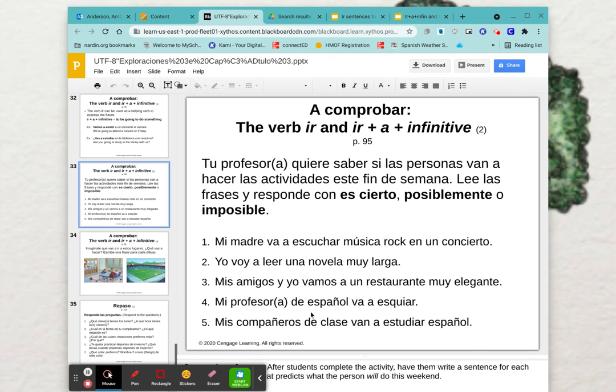And then mi profesora de español va a esquiar. She's going to ski. So we have that va plus a plus esquiar. So we're using the ir conjugated plus a plus infinitive. And then mis compañeros de clase van a estudiar español. They are going to study Spanish.